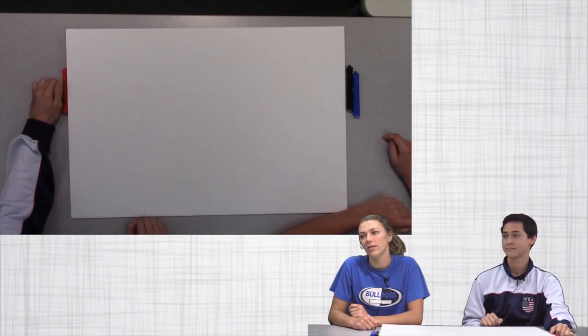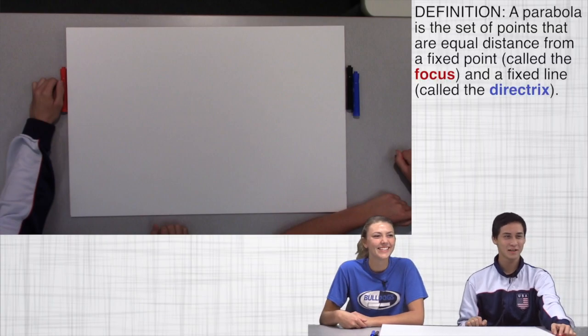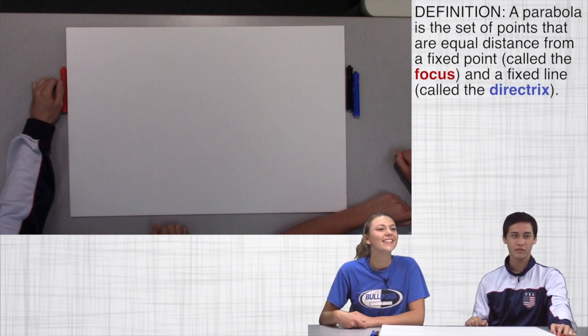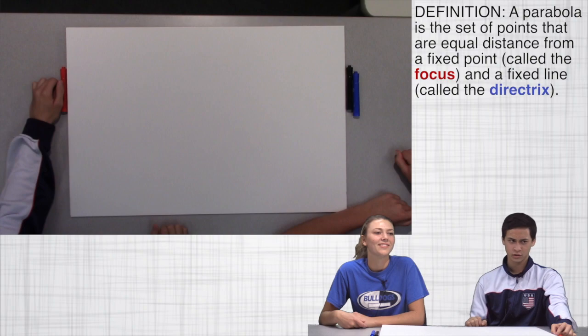And you know, it doesn't have to be on a graph. We can do it on regular sheets of paper. But to do that, we have to have a definition that we can use. So can one of you read that out loud? A parabola is a set of points that are equal distance from a fixed point, called the focus, and a fixed line, called the directrix.